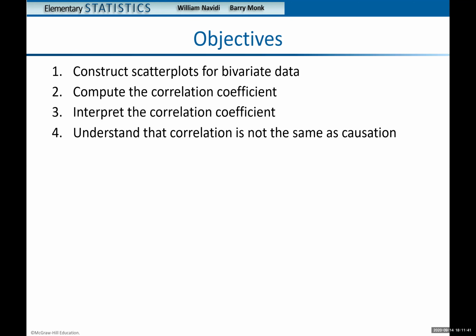Number 1, construct scatter plots. Then compute the correlation coefficient R, and then interpret our results with that coefficient R, and then understand that correlation is not the same as causation.